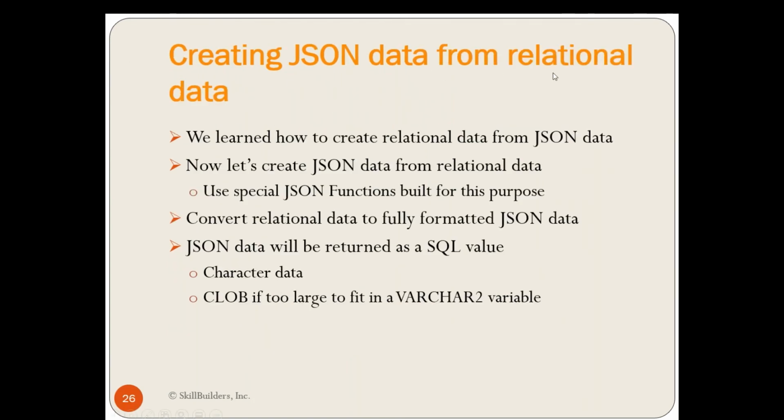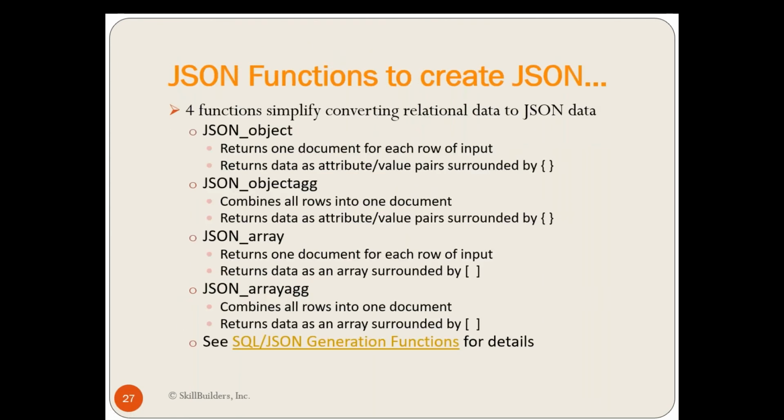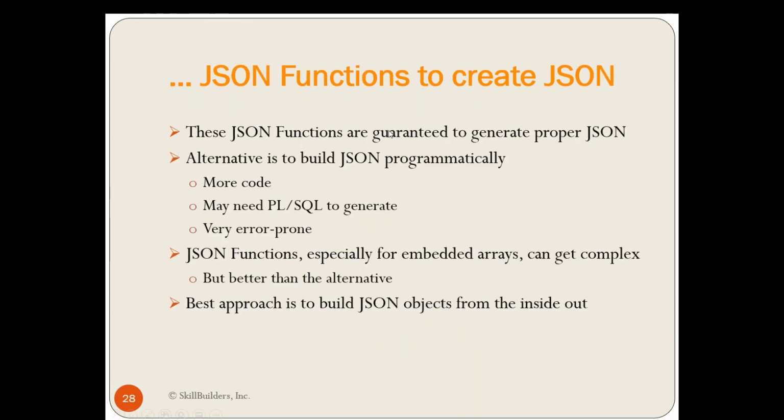One last thing, how do you create JSON data from relational data? I'm not going to spend too much time on that because we're running short on time, but basically Oracle provides 4 functions: JSON object, object aggregate, array, and array aggregate. And the neat thing about those 4 functions is they guarantee to generate proper JSON. You can do it yourself programmatically, but you better be careful. You miss one closed curly brace or anything, and you got bad JSON. This guarantees that it's good JSON. So that's the neat part.